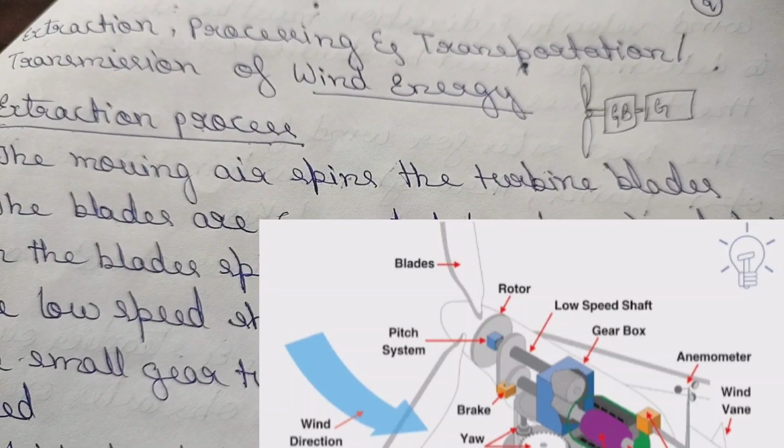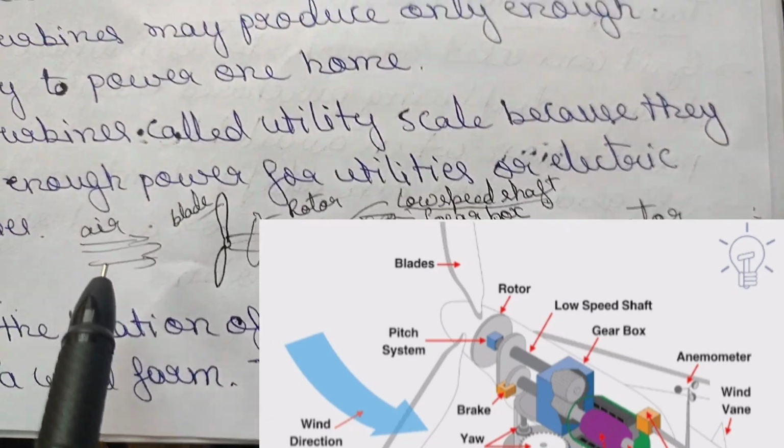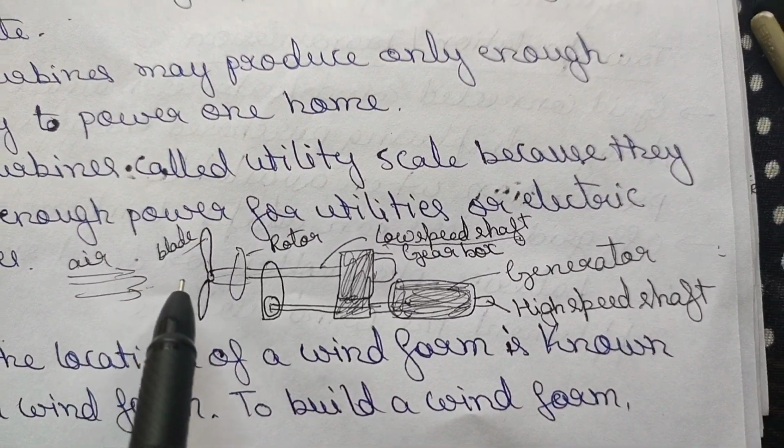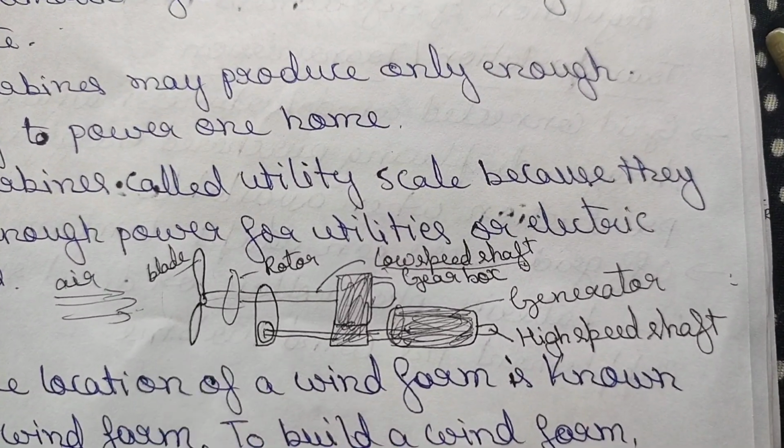Processing and transportation of wind energy: the extraction process. So here you can observe, as the wind blows, the moving air spins the turbine blade.